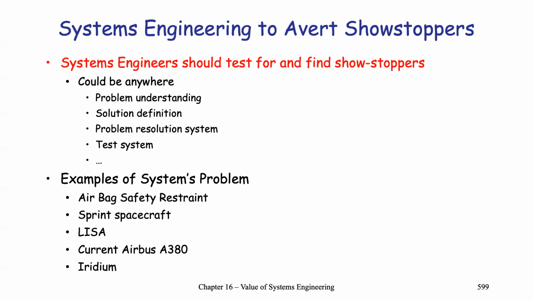System engineering is very useful to avert showstoppers. So system engineers should test for and find showstoppers. It could be anywhere: problem understanding, the solution definition, the problem resolution system, the test system, and it just goes on and on and on. And so you can be thinking of a variety of different systems that's been out there and that were designed well, and maybe it turns out that the market wasn't there when they designed it. Iridium, there's a lot of different examples.